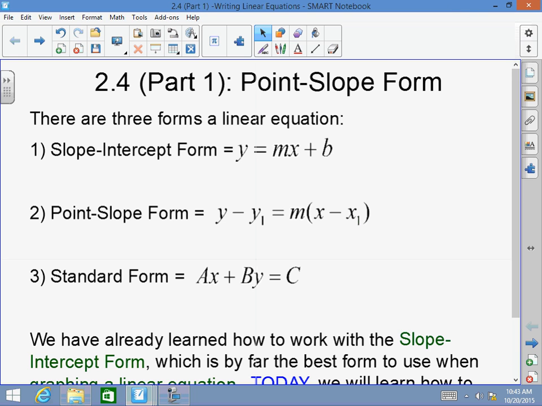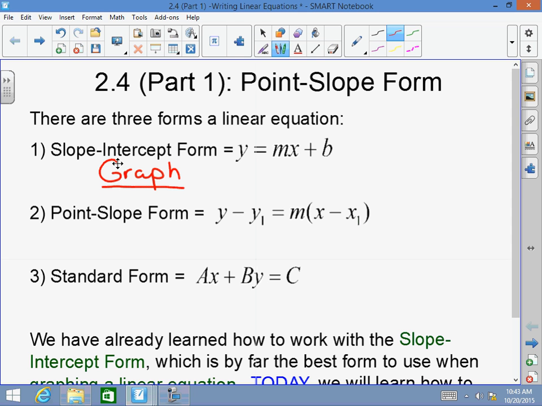Okay, sorry about that. So there are three forms of a linear equation, and luckily we've learned two of the three forms. We're going to learn the third one today. Hopefully by now you guys understand the slope-intercept form. This is the best method to graph a linear equation. It's nice and easy. It's the best way to graph.